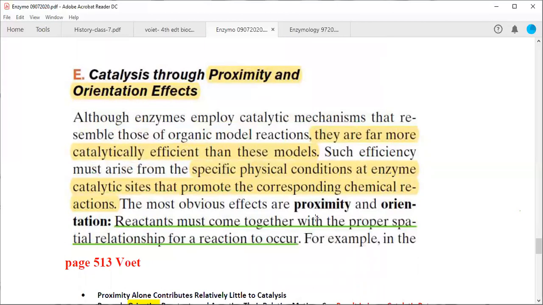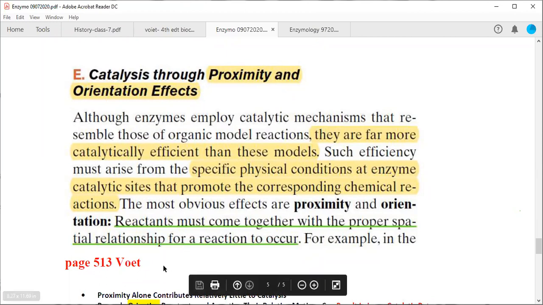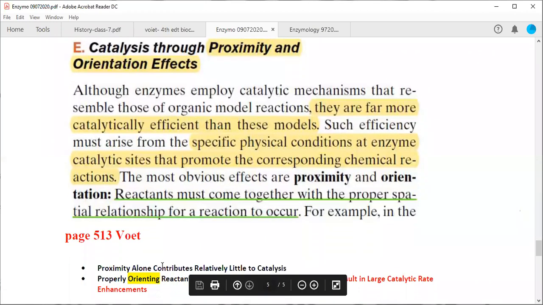Fine. Beside this electrostatic catalysis, the two theories are also important. One is called proximity, one is called orientation effect. So what is proximity? Proximity is to bring two things, or the two substrates, in close proximity or in close contact. But this orientation is going to affect most of the reactions. This is given on page number 513, Voet and Voet.